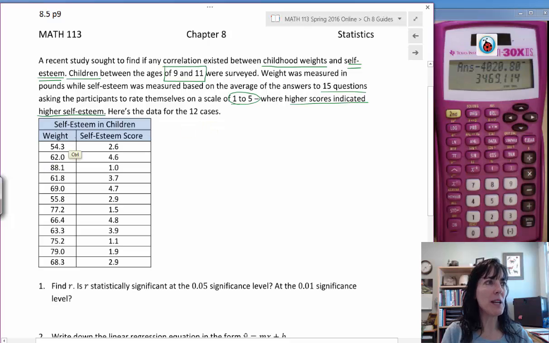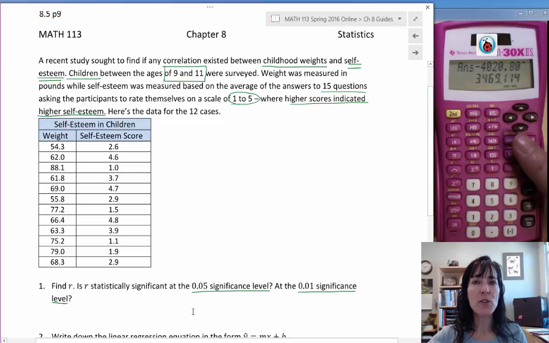Here's the data for 12 cases. So we have weights and we have self-esteem scores. First thing we want to do is find R and see if it's statistically significant at two different levels. One is the 0.05 level and the other is the 0.01 level. I highly recommend that you go ahead and try that one and then play the video to see how you did. Starting with my calculator, I know I need to enter this data so I can find the R value.